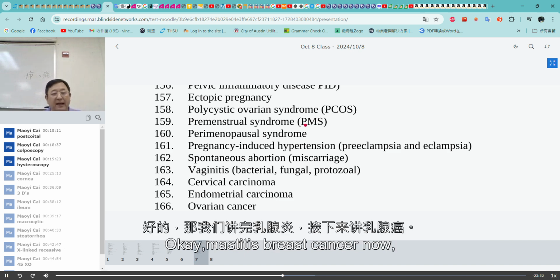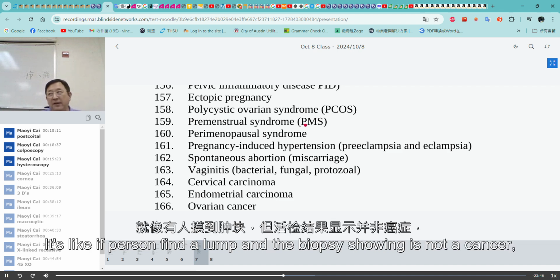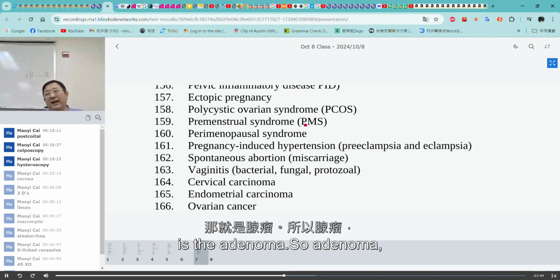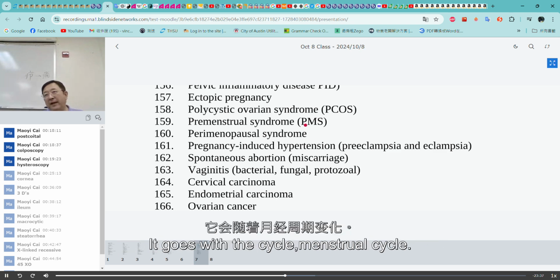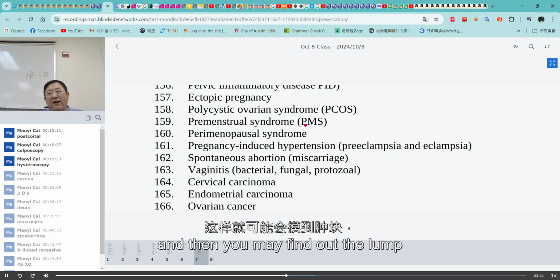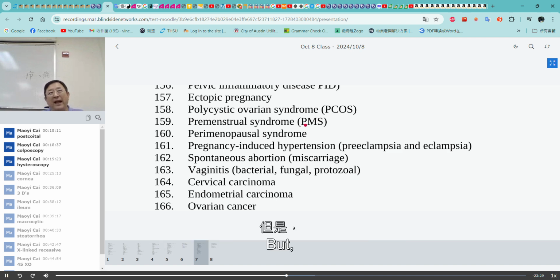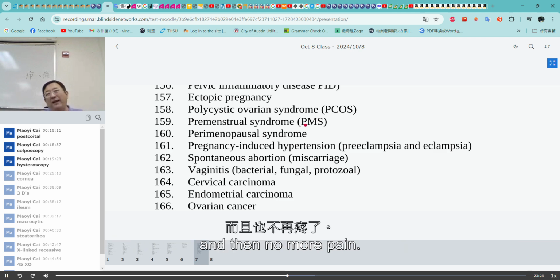Okay, mastitis. Breast cancer. Now, breast fibroadenoma, which is a benign tumor. If a person finds a lump and the biopsy shows it's not a cancer, it's an adenoma, a gland tumor. Usually it goes with the menstrual cycle. Before menstruation there is breast distension and you may find the lump, but after the menstrual cycle the lump shrinks and there is no more pain.